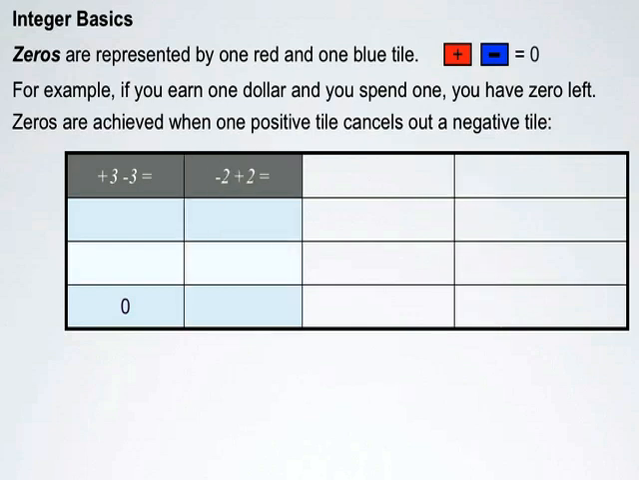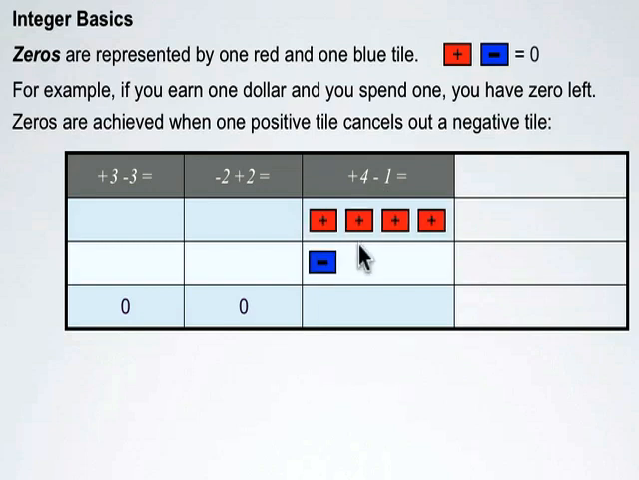Negative 2, positive 2, 2 blue tiles, 2 red tiles. Here's a 0. Here's another 0. And again, I have nothing left. If I look at positive 4, negative 1, 4 red tiles and 1 blue tile. Here's a 0 that cancels out. And I'm left with 3 red tiles, so the answer is positive 3.